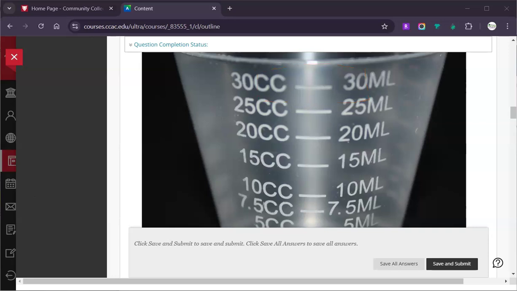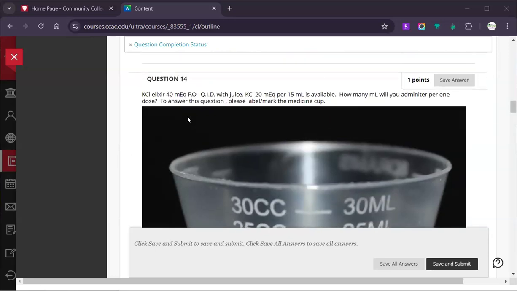All right. So it says that I have potassium chloride elixir, 40 milliequivalents mixed with juice. 20 milliequivalents per 50 ml is available. How many ml will you administer for 1 dose? So I'll go ahead and work out how to solve this problem, and then we'll mark the cup just in case. This one sometimes can be tricky because they're using milliequivalents instead of milligrams, but you're just going to treat it the same way.